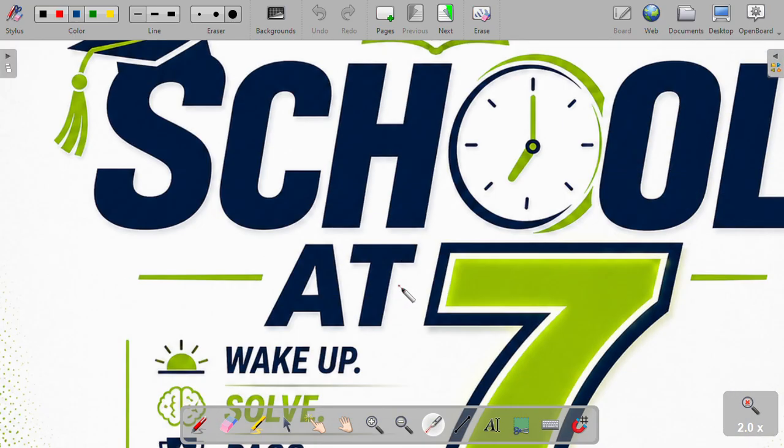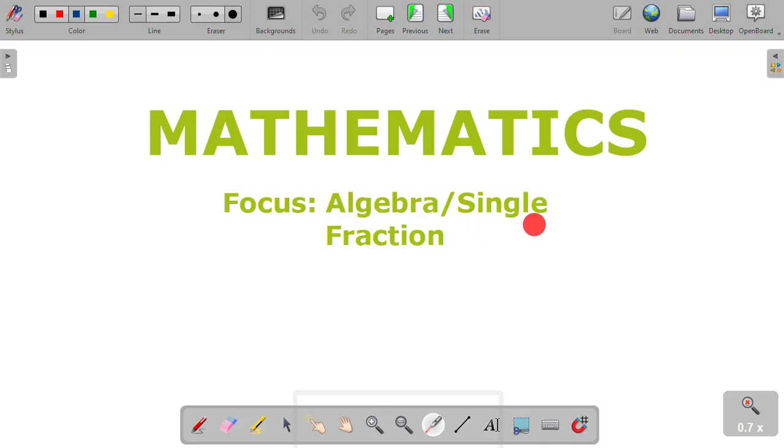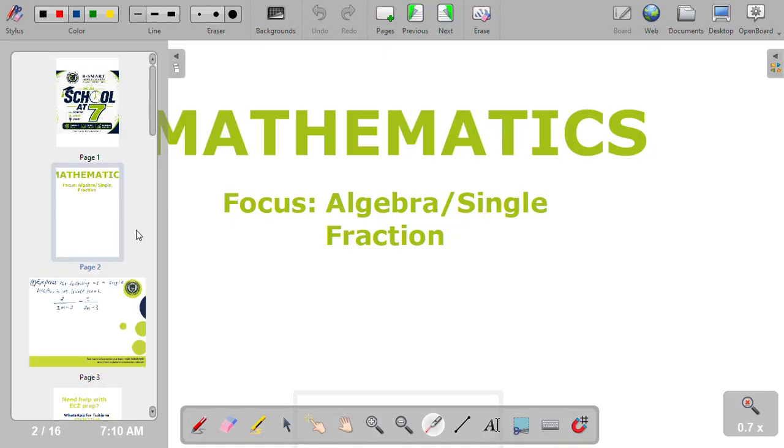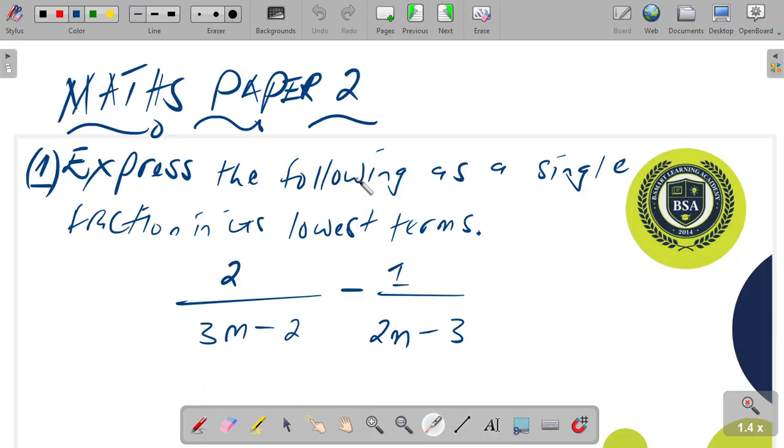Okay. So today we are looking at a very interesting subject and topic, and this is mathematics. Our focus will be on algebra, single fraction. So make sure that you get your book and your pen, and let's revise together. So this is the question from maths paper 2. The question reads, express the following as a single fraction in its lowest terms.